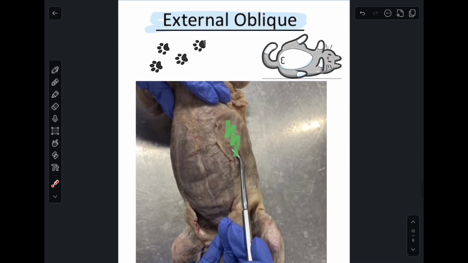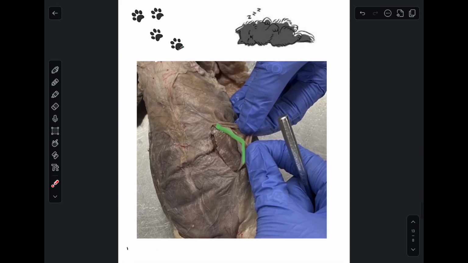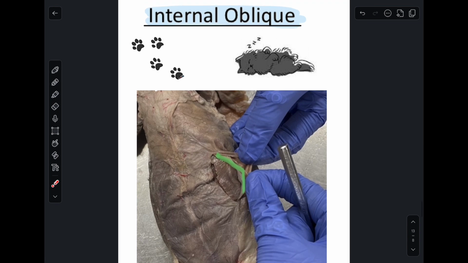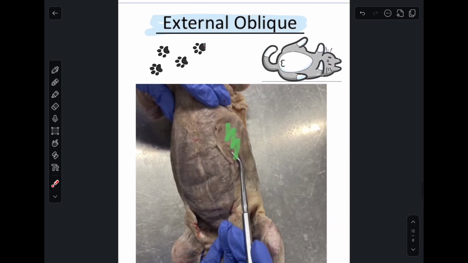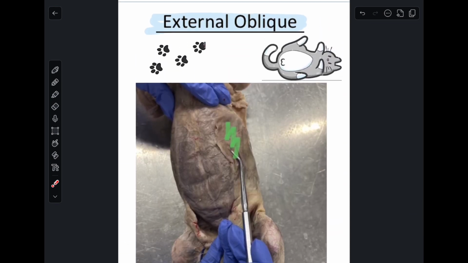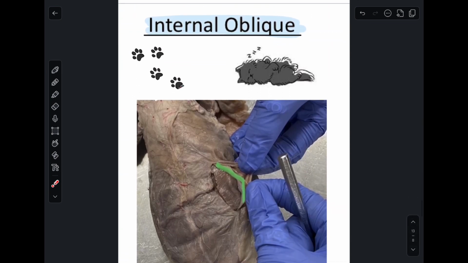The external oblique of the cat would be located right here on the green highlighted side. For this muscle, it's the same origin, insertion, and action. It works together with the internal oblique right here to flex the trunk and compress the abdomen. You could see the internal is right below the external oblique right here. The external oblique kind of covers it as well.